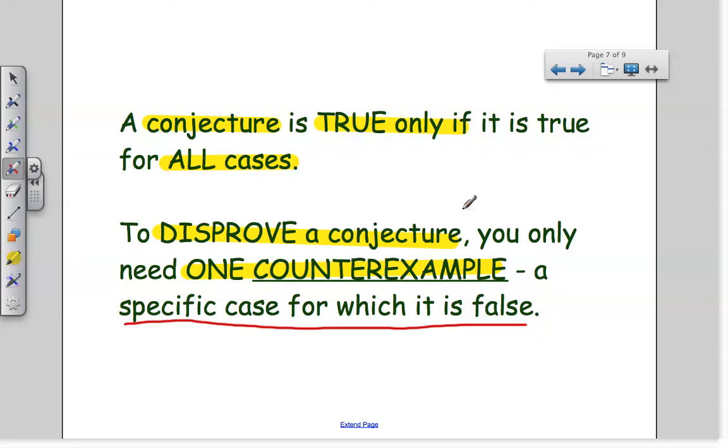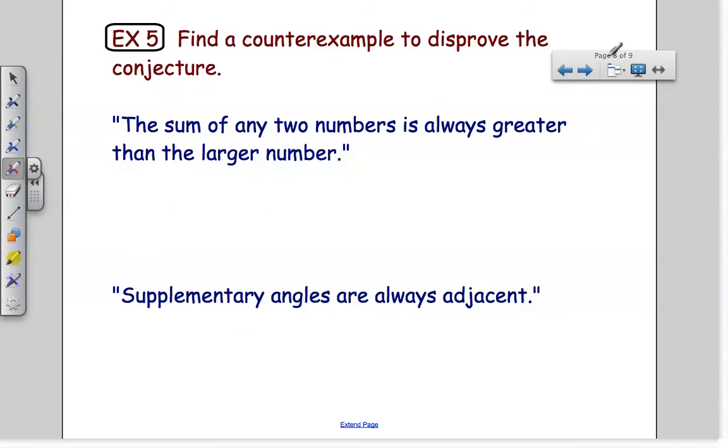And here's at least one example where it's not true. This also helps us because you don't have to give every single example in the whole wide world that it's not true for. That would probably take forever. You just need one example where it's not true and it says the statement's false. So let's practice finding a counterexample. Remember, one example where it's false. Find a counterexample to disprove this conjecture.